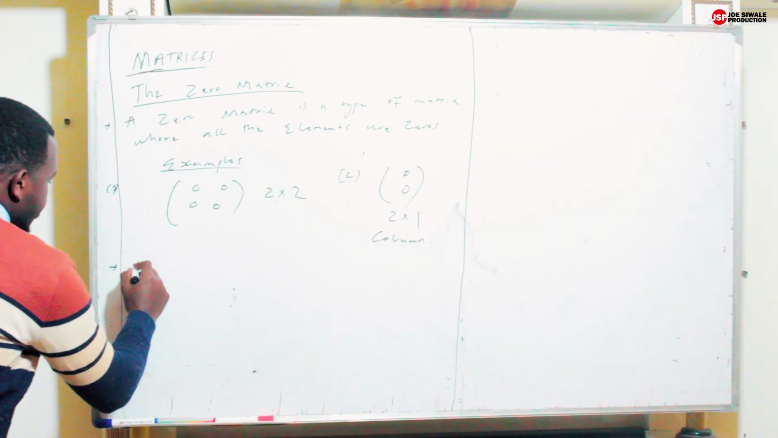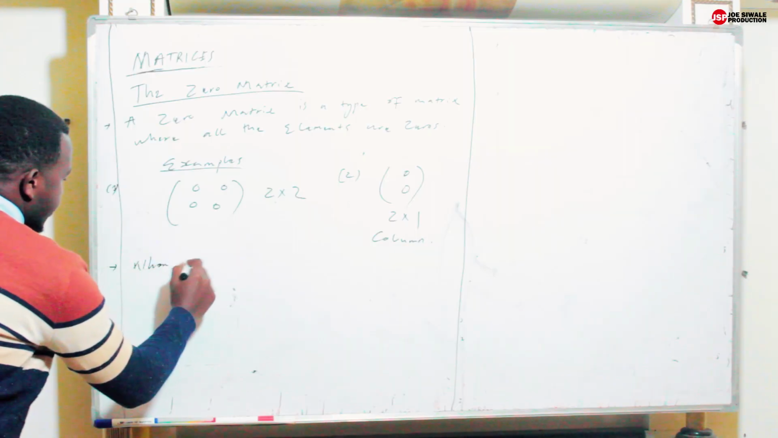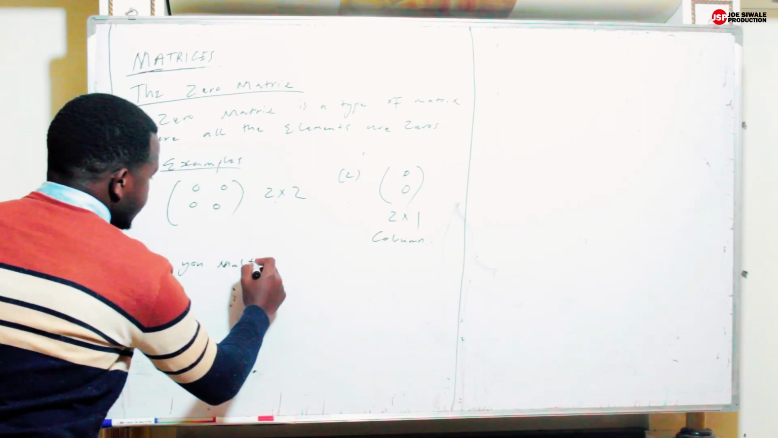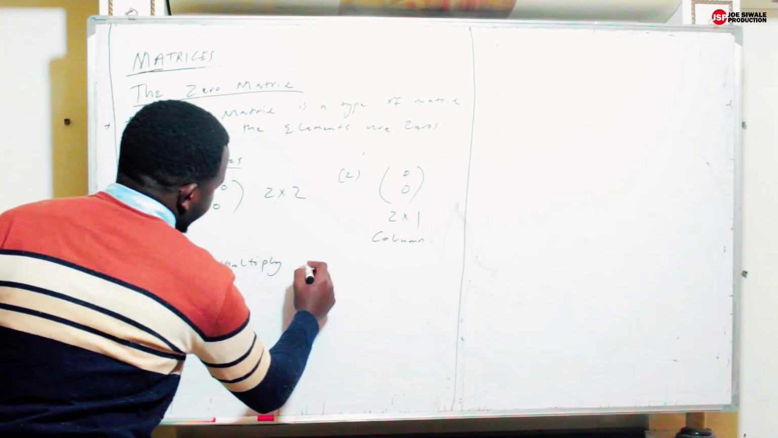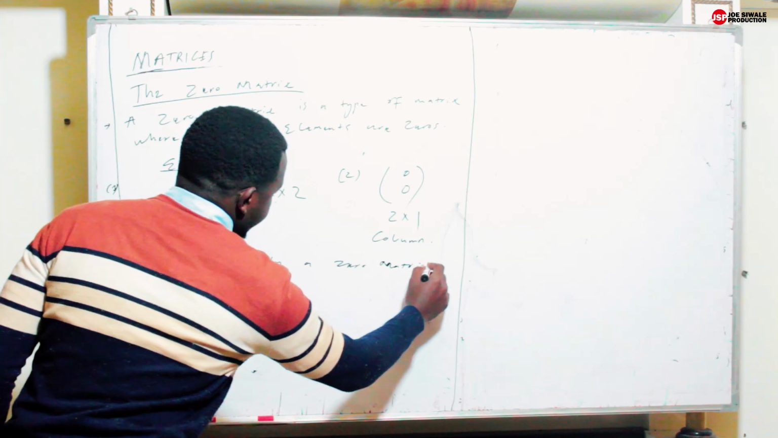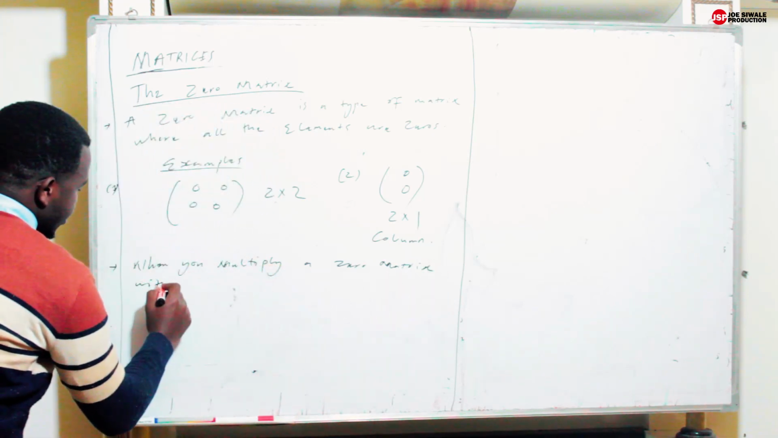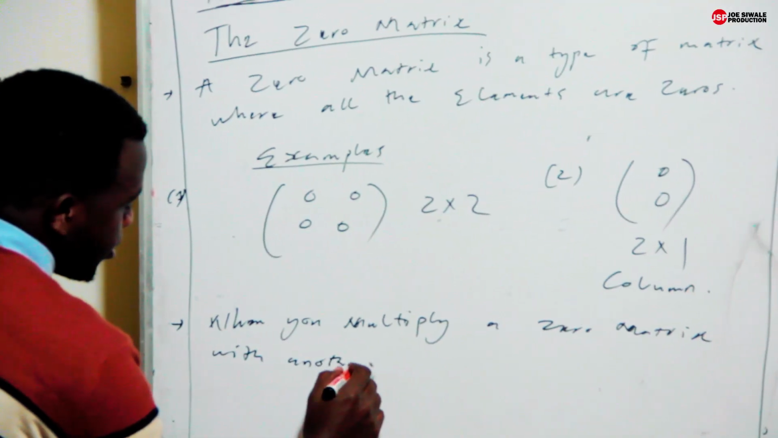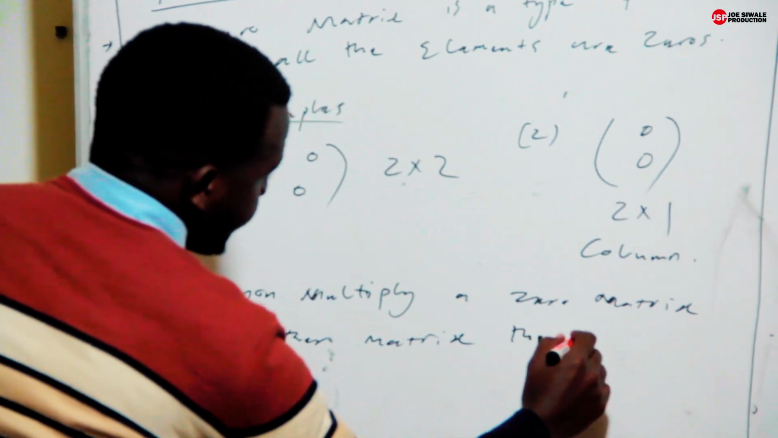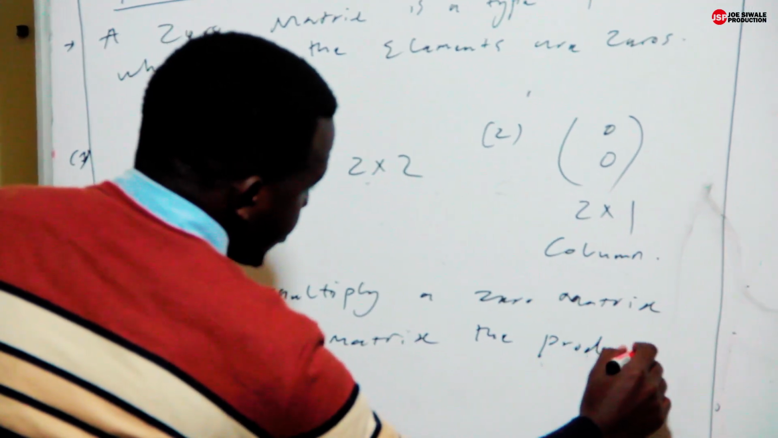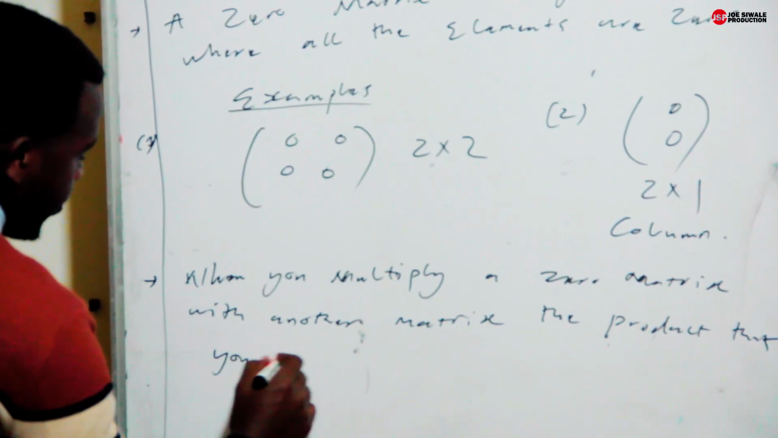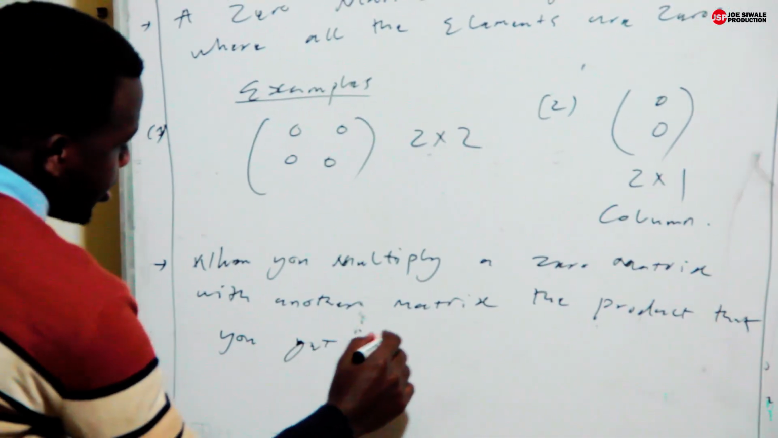So when you multiply a zero matrix with another matrix, the product that you get is the zero matrix.